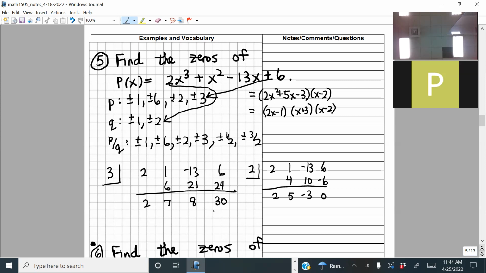2x times x is 2x squared. Minus 1 times plus 3 is minus 3. And then for the middle term, you would get 2x times 3 is 6x. Minus 1 times x is minus x. So that would give us 6x minus x is 5x. Oh, so that one does factor easily. So what are the zeros? One of them is obviously 2, correct? So one of our zeros is 2. What are the other 2 zeros? What 0 does this result in?